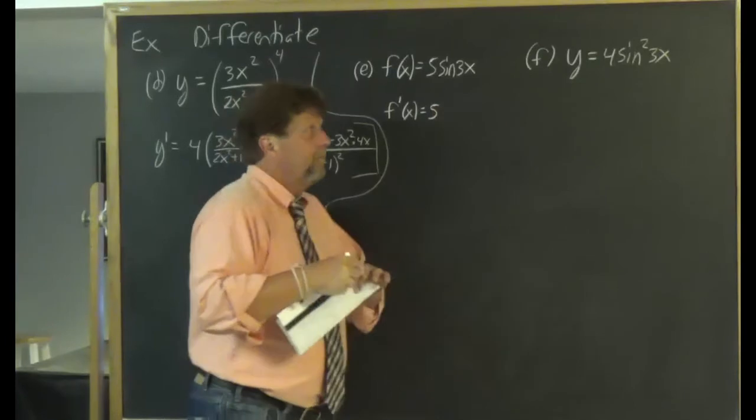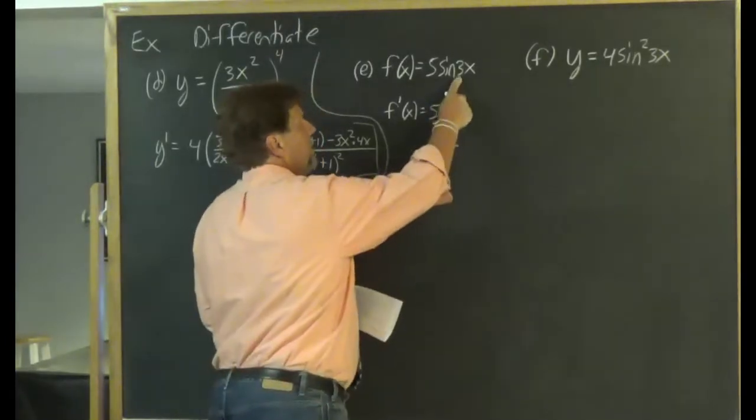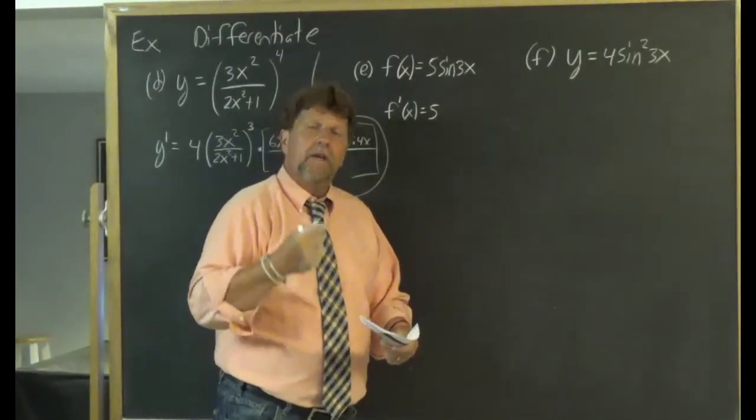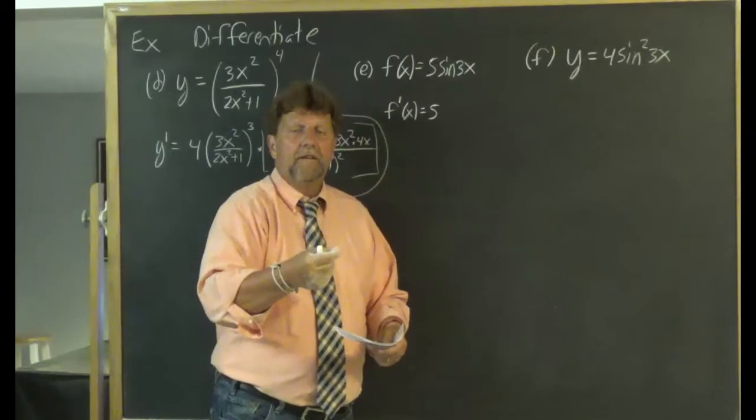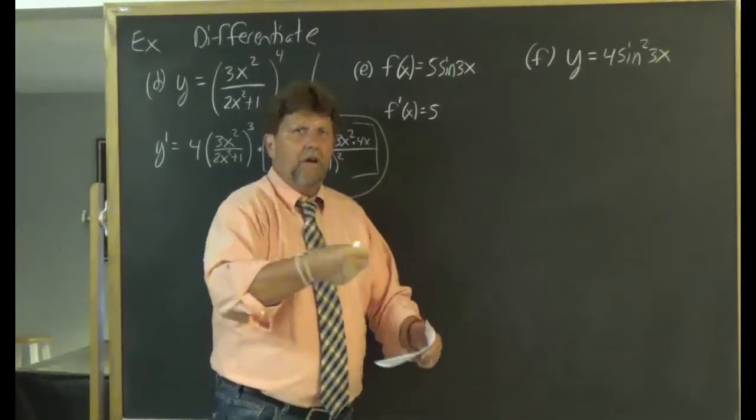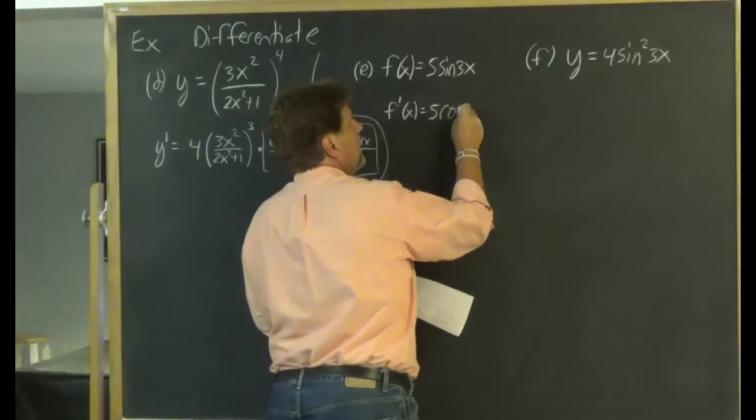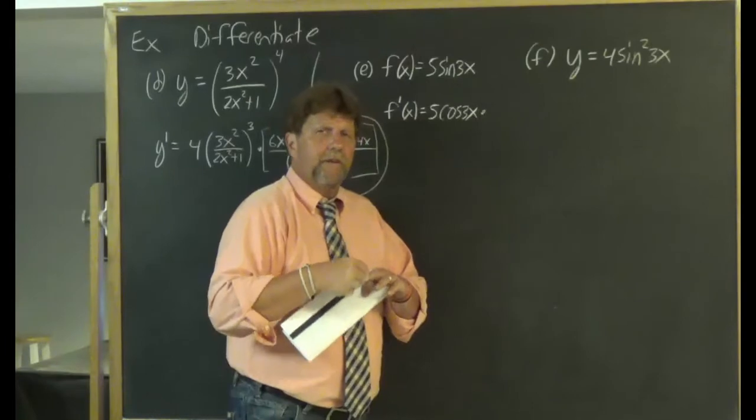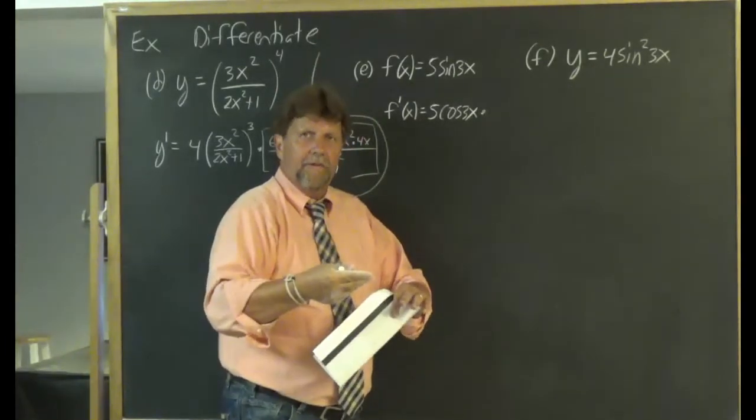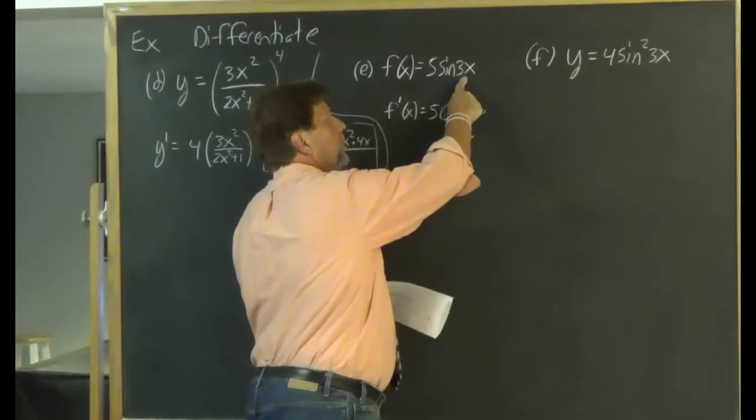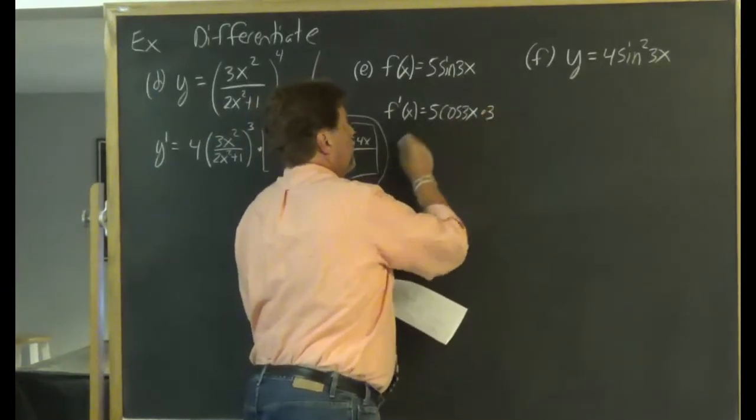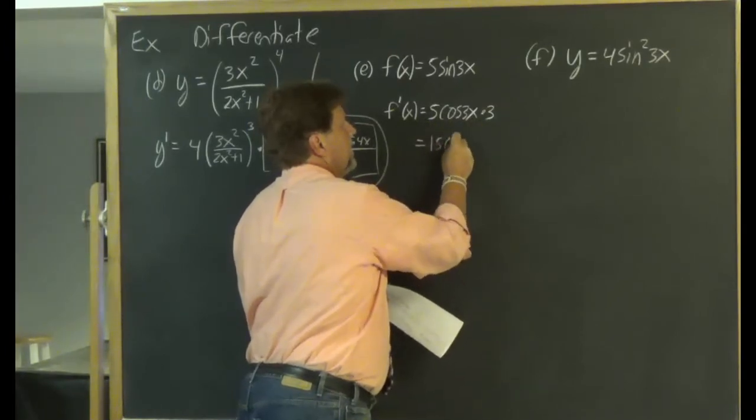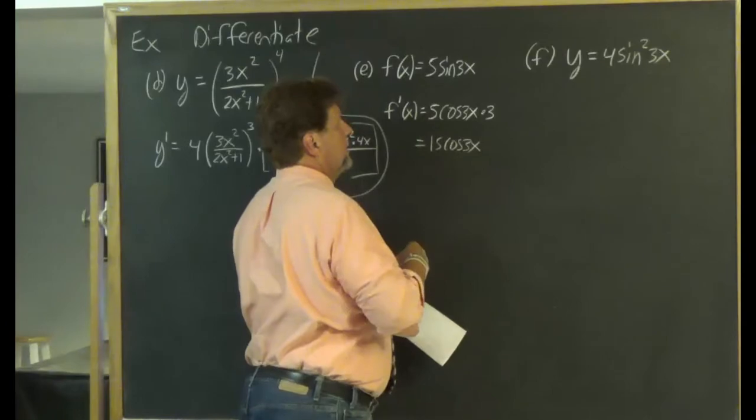All right, now here, the inside function is the 3x. So you just think, okay, I'm trying to get the derivative of sine 3x. So what's the derivative of sine? Derivative of sine is cosine. So we'd have cosine 3x times, now the chain rule says you have to do the derivative of the inside function. Well, the derivative of the inside function, the derivative of 3x, is 3. And I would probably write this as a 15 cosine 3x.